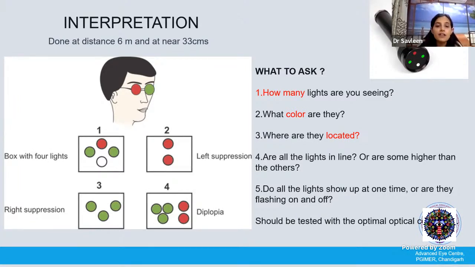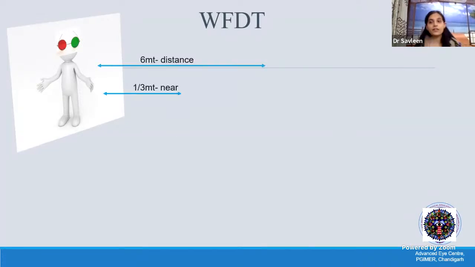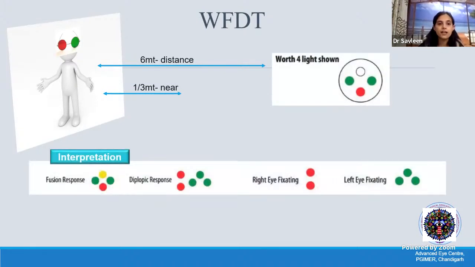If you have the right eye dominant or the left eye being suppressed, you will not see from the left eye and you will just see 2 red dots. If you have a right suppression, that is, you're seeing only from the left eye, you'll see 3 green dots. And a patient with diplopia will complain that they see 5 dots, 2 red and 3 green. So again, just revising so that we have a clinical example that we can understand better. You do it at 6 meters, you do it at near, you show 4 lights, and then you ask the patient how many lights they see and what color they see.